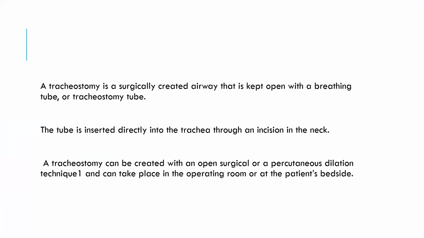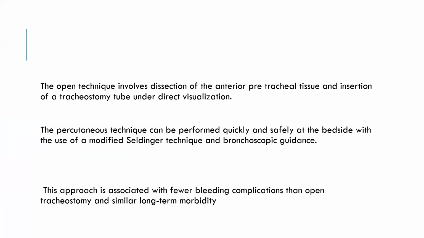Tracheostomy can be created with open surgical or percutaneous dilatation technique and can be placed in the operating room or at the patient's bedside. The open technique involves the dissection of anterior pretracheal tissue and insertion of the tracheostomy tube under direct vision. The percutaneous technique can be performed quickly and safely at bedside with the use of the modified Seldinger technique and bronchoscopic guidance. This approach is associated with fewer bleeding complications than open tracheostomy and similar long-term morbidity.